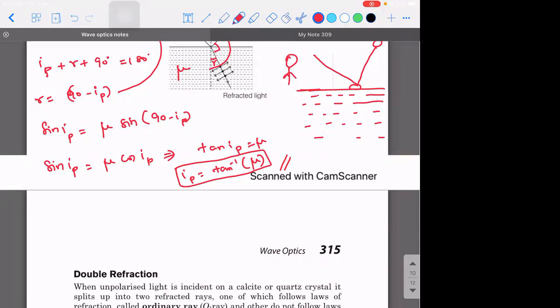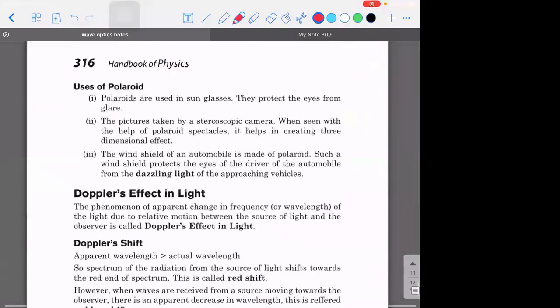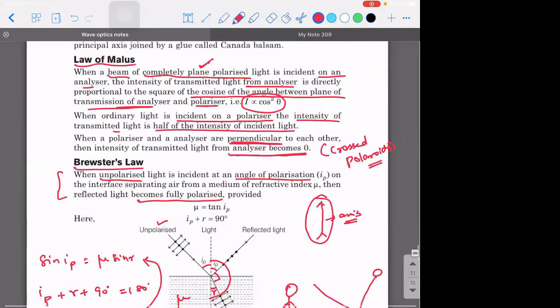Clear? Yes. Okay. So that is all about polarization. Now we will do some problems.